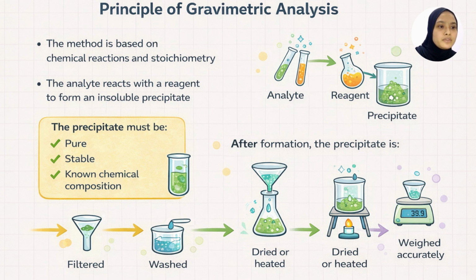Once the precipitate forms, we go through several steps. We filter it, wash it to remove impurities, dry it to remove moisture, and finally weigh it carefully. The result from weighing is then used to calculate the amount of the analyte in the sample.